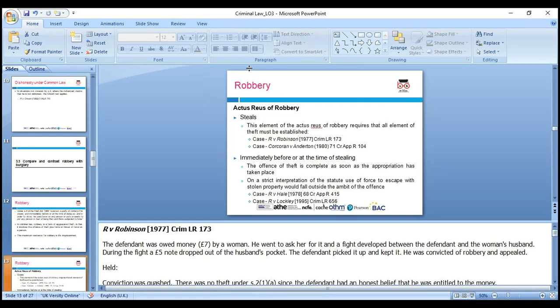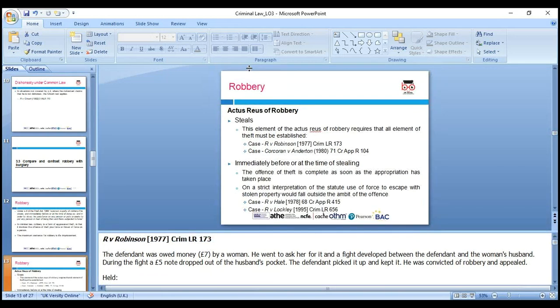What are the elements of the actus reus of robbery required? Yes, all the elements of theft must be established. We need evidence for it. Immediately before or at the time of stealing: the offence of theft is complete as soon as the appropriation has taken place. On a strict interpretation of the statute, using force to escape with the stolen property would fall outside the ambit of the offence.